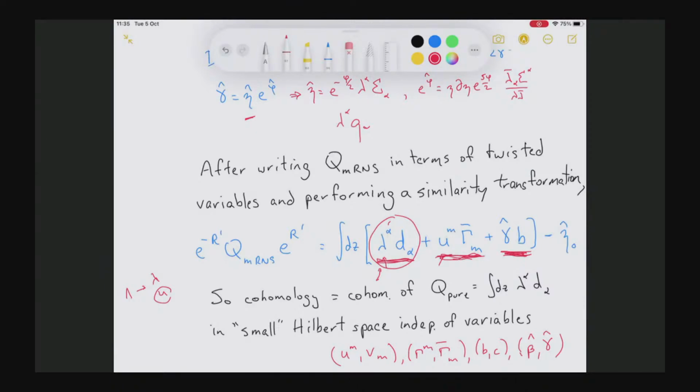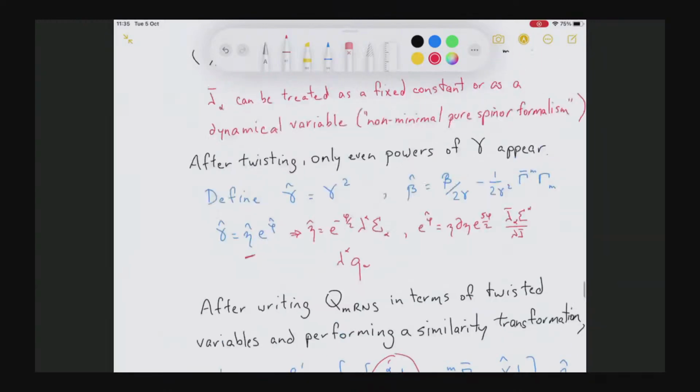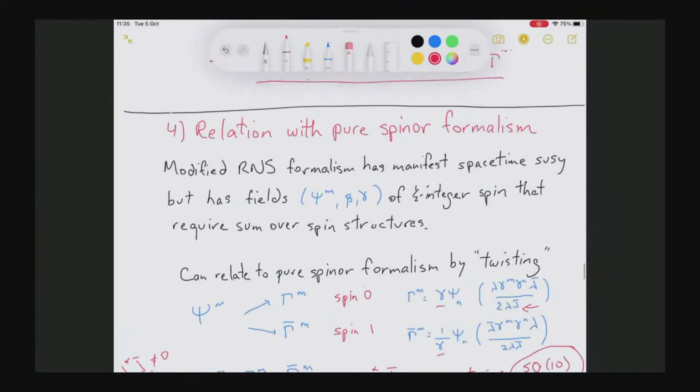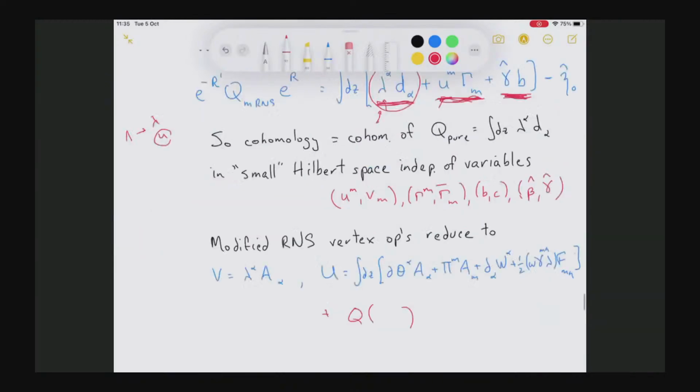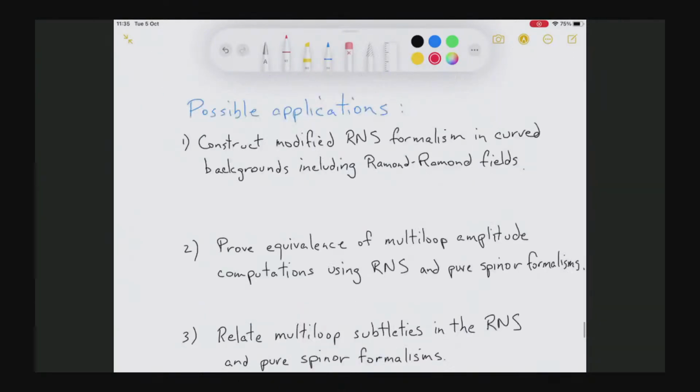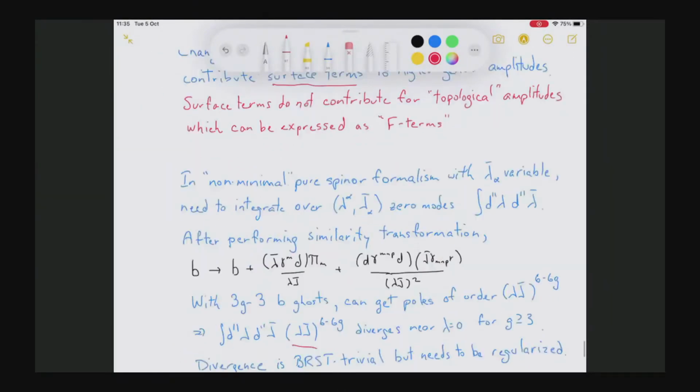You don't have any picture changing operators in the modified RNS? So, sorry, when you compute higher genus amplitudes in RNS, yes, you need to introduce picture changing operators in order to get essentially the correct picture for the higher genus scattering. Now, I didn't mention that in the pure spinor formalism, what you have to introduce is this B ghost to compute higher loop amplitudes. And the B ghost, I think I wrote it down here somewhere. So the B ghost is this object here.